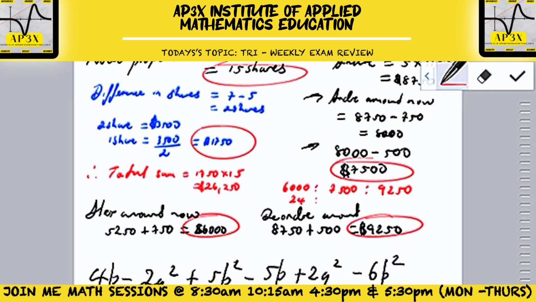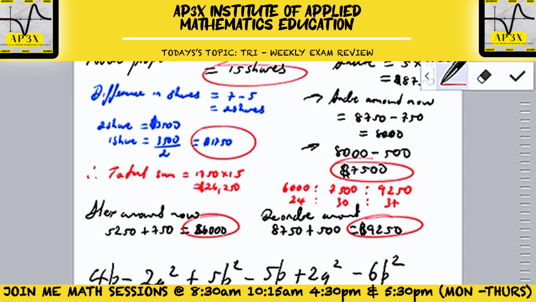7,500 divided by 250. That gives me 30. Already telling me that this can be reduced further. And this is now 9,250 divided by 250. That gives me 37. Alright, and that would be my new ratio, because now the ratio cannot go any further.